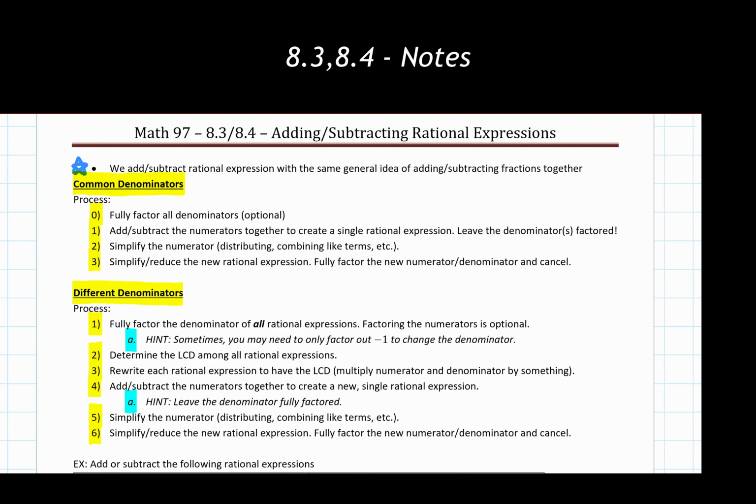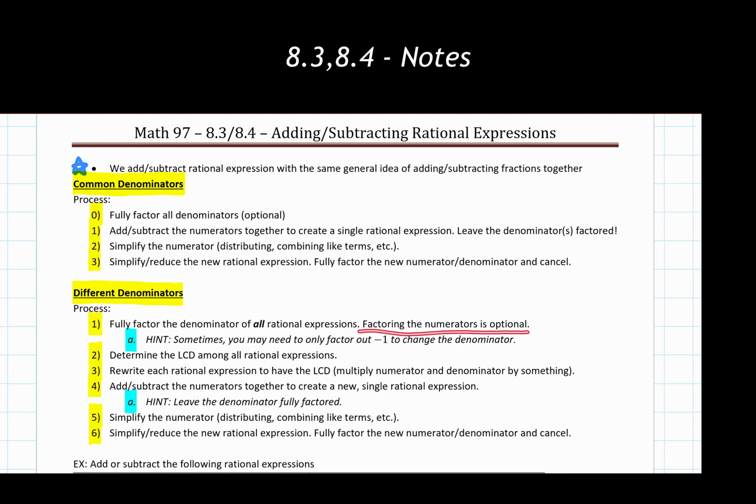But our first step is to fully factor the denominator of all rational expressions in every single thing that's written in the problem. You could have two things adding or subtracting together. We could have three things, four things, five things, doesn't matter. We need to fully factor the denominator of all rational expressions. Just start off with doing that. It's a great starting point for all of these problems.